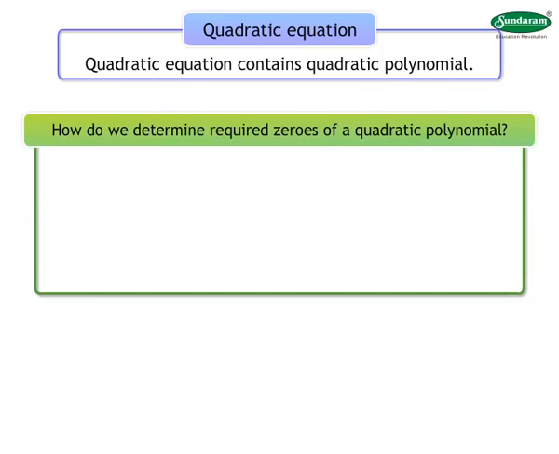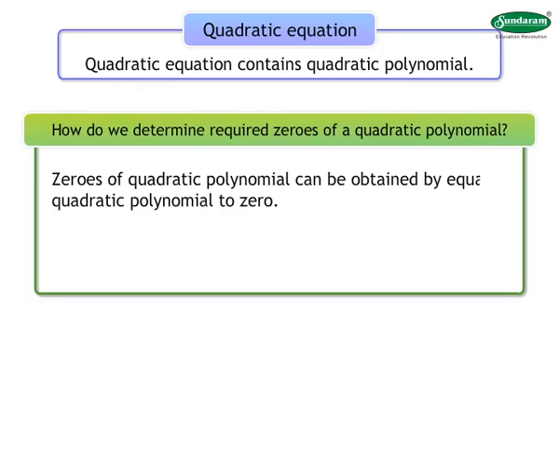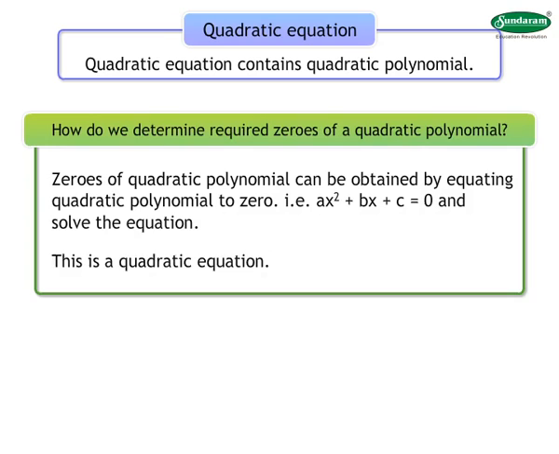How do we determine the required zeros of a quadratic polynomial? Zeros of a quadratic polynomial can be obtained by equating the quadratic polynomial to 0, that is, ax square plus bx plus c is equal to 0, and solving the equation. This is a quadratic equation.